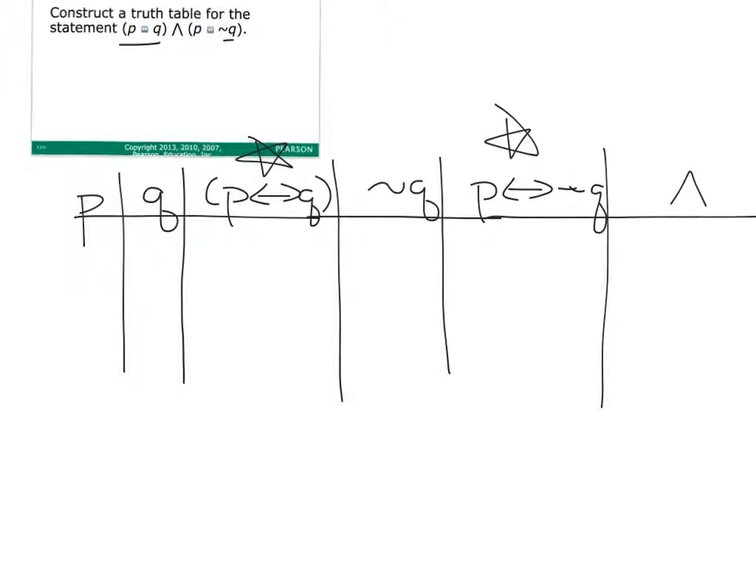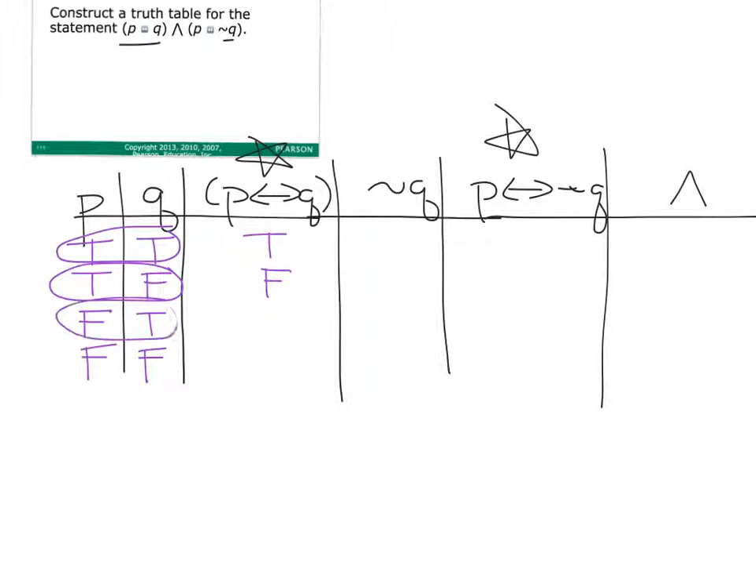All right, so let's start with P. P is going to be true, true, false, false. Q is true, false, true, false. If and only if is true as long as they have the same symbol. So true, false, false, true. Okay, then I'm going to need to do my negation of Q. So that's going to be false, true, false, true.